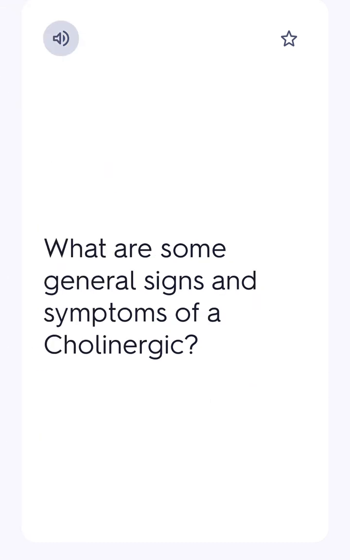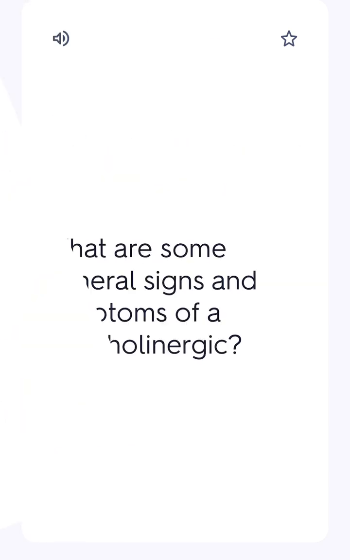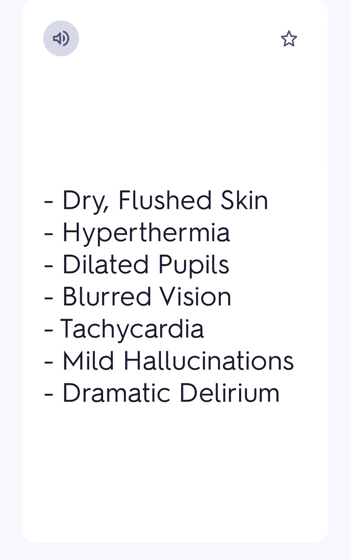What are some general signs and symptoms of a cholinergic? Increased salivation, lacrimation, gastrointestinal distress, diarrhea, respiratory depression, apnea, seizures, coma. What are some general signs and symptoms of an anticholinergic? Dry, flushed skin, hyperthermia, dilated pupils, blurred vision, tachycardia, mild hallucinations, dramatic delirium.